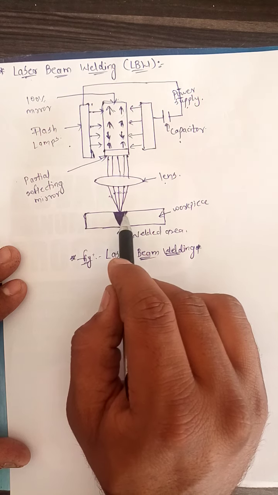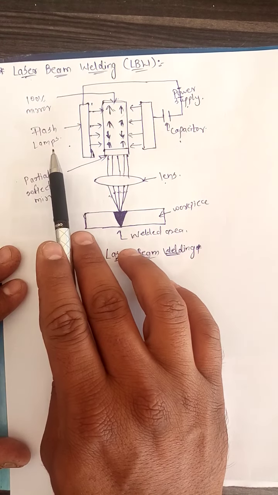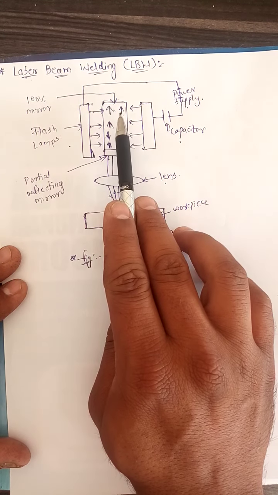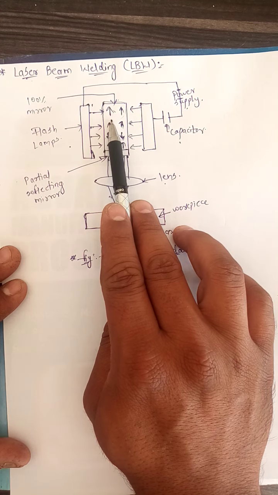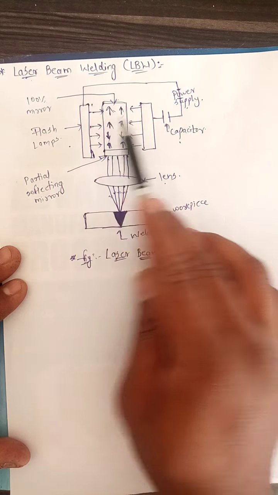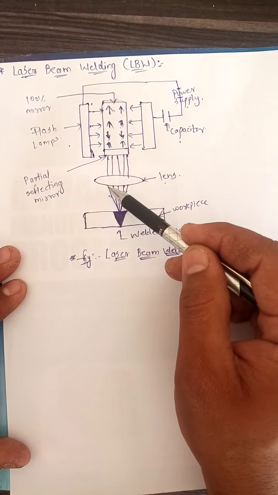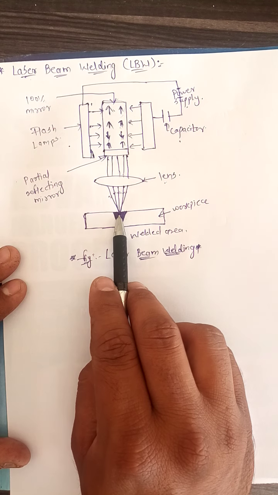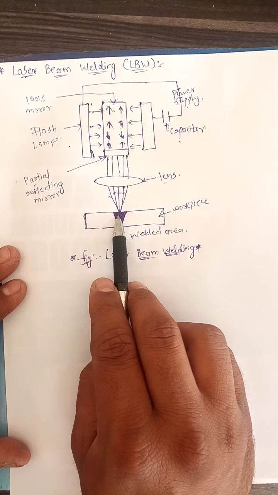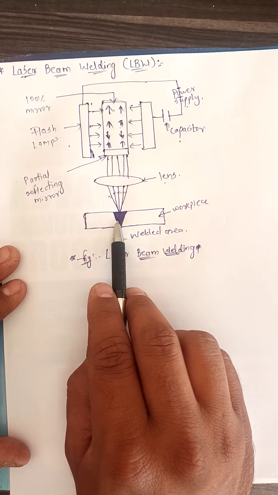The required shape is obtained by giving the supply to the flash lamp. The flash lamp creates atoms and electrons which coincide with each other and produce a photon. It acts like a laser. This laser comes in a straight line to the lens, and the lens converts these photons to a single point where we have to weld, and this part gets welded as shown in the figure. This is how laser beam welding is carried out.